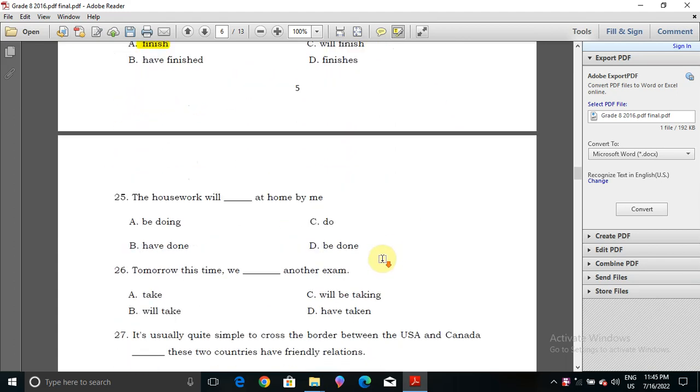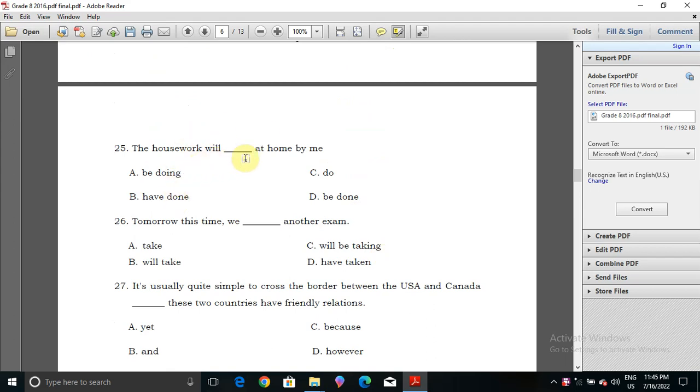Now question number 25: "The housework will dash at home by me." The housework will dash, that means "will" is something that will happen in the future. So what will be the good answer or the best answer? It will be "done at home by me."